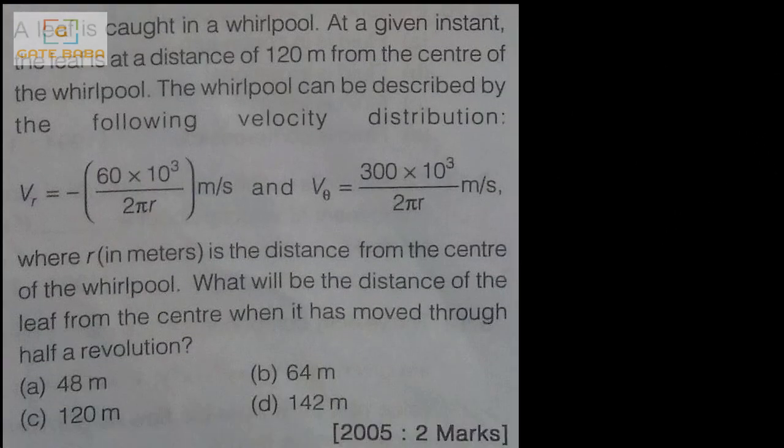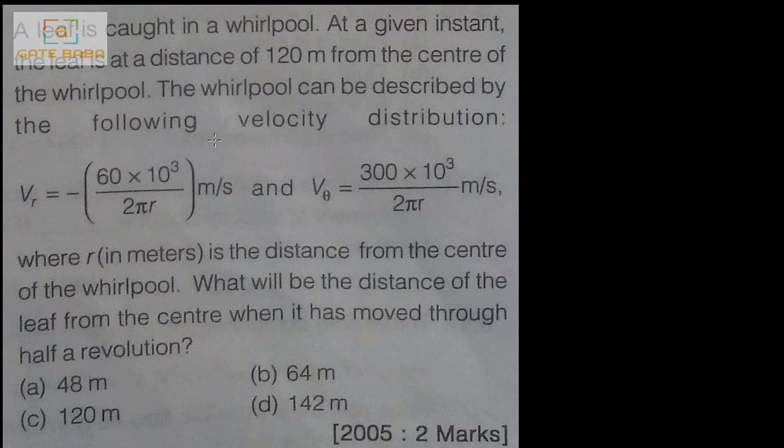These are very simple problems, but it is the toughest problem. A leaf is caught in a whirlpool. Okay, a leaf is there and it is caught in the whirlpool. That means it is observed in a whirlpool at a given instant. The leaf is at a distance of 120 meters. Okay, at a given instant of time, the distance is 120 meters from the center. For example, it is the whirlpool. From the center, the distance is 120 meters at an instant. Okay, the leaf is here.